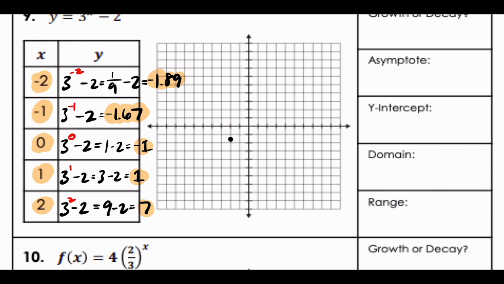Same thing for the next one. Left 1, down almost 2. Zero, -1. 1, 1. 2, 7. 3, 4, 5, 6, 7.